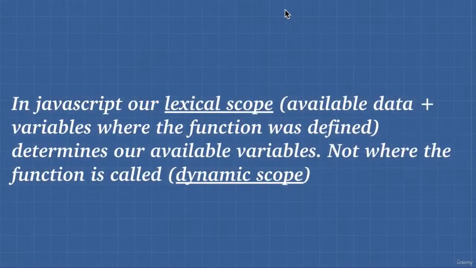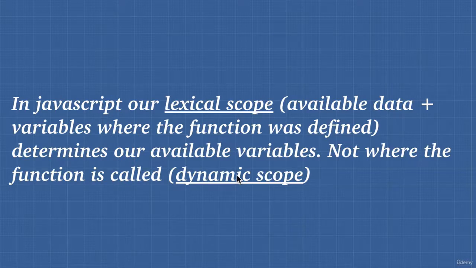Remember this? In JavaScript, our lexical scope, that is available data variables where the function was defined, determines our available variables, not where the function is called, which is called dynamic scoping. But there's actually a little footnote to this statement, right? Because everything in JavaScript is actually lexically scoped. How we write it determines what we have available, except for the this keyword. The this keyword is actually dynamically scoped. That is, it doesn't matter where it's written, it matters how the function was called.